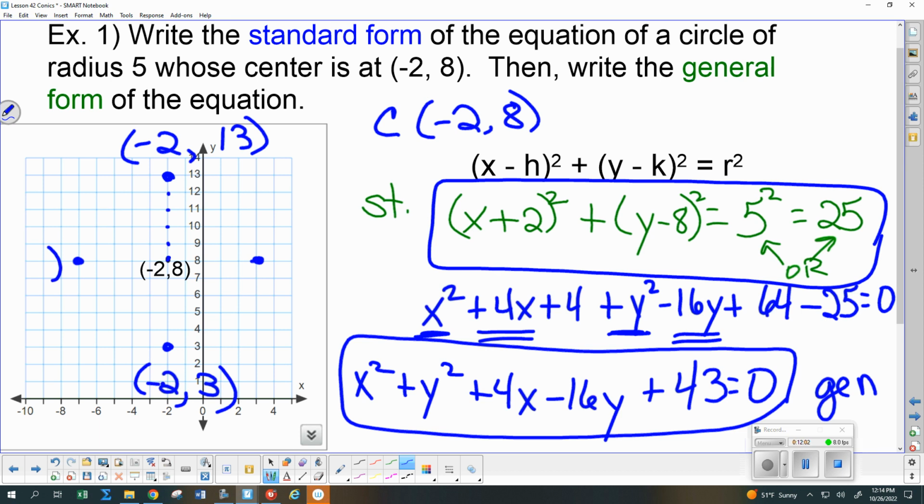These other 2 points still have a y coordinate that's 8, because that's how high we go. So if I started at -2 and go 5 more to the left, that's -7. If I started at -2 and go 5 to the right, -2 plus 5 is +3. And do the best you can to actually draw a circle that goes through those 5 points. And that's what you'll do when you're graphing circles. Any questions on that?